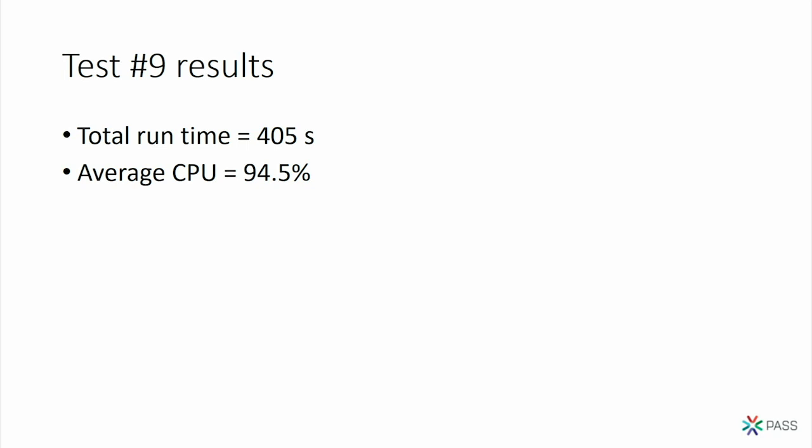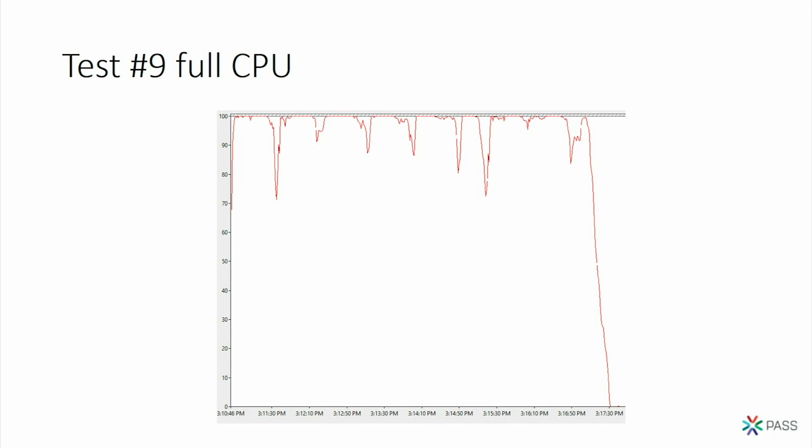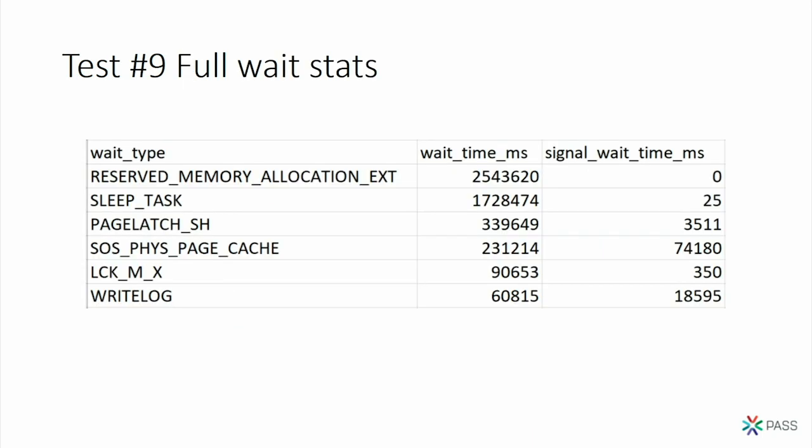405. Less than a minute away. Okay. Getting closer. Again, the CPU graph is pretty good. It's not perfect, except the workload runs for too long. So I'm using too much CPU. Okay? My waits are down. Still got this reserved memory allocation ext wait. It's going to follow me to the grave, I'm pretty sure.